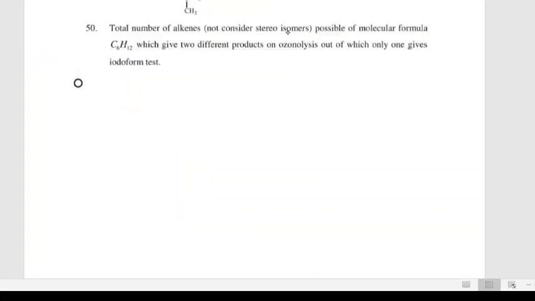The number of alkenes possible of the molecular formula C6H12, which give two different products on ozonolysis, out of which only one gives an iodoform test. We have to write the different chain position isomers of this hexene, but there are two conditions here. On ozonolysis, it should give different products. This is the first condition.